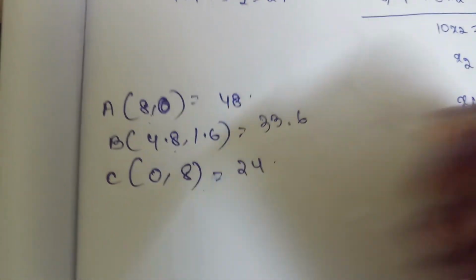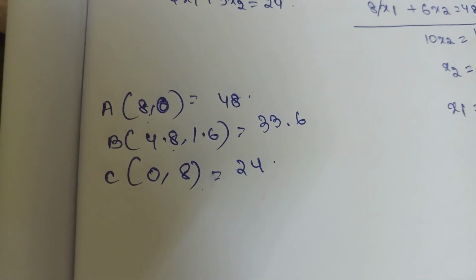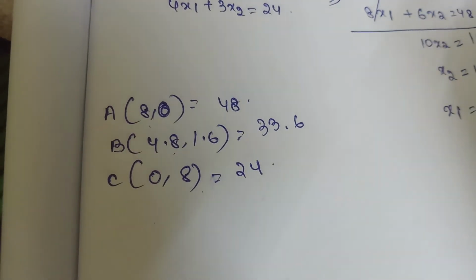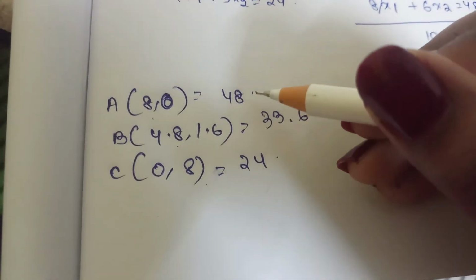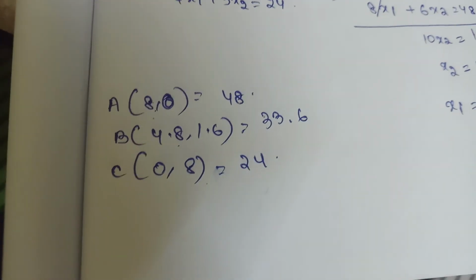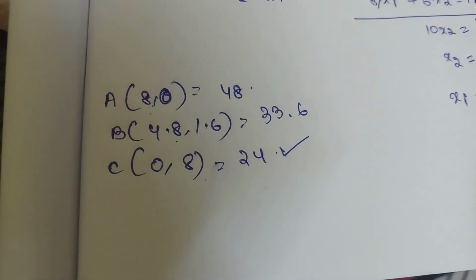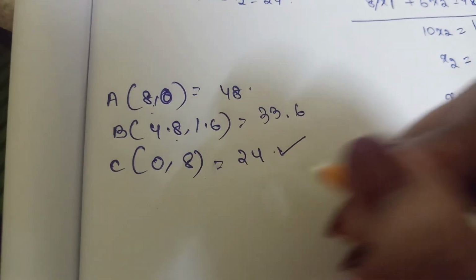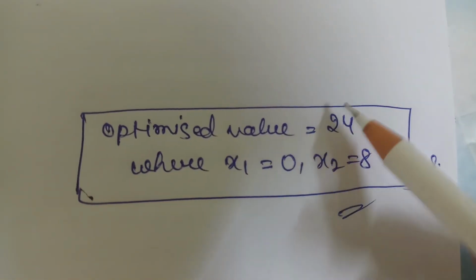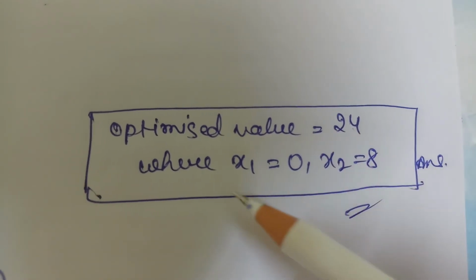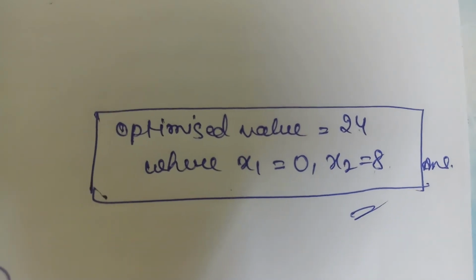So now you need to find the optimized value. Since this is a minimization problem, after comparing all three values, I need to find the minimum value, and out of 48, 33.6 and 24, you can easily find that 24 is the minimum value. So this is my optimized value. As you can see, I have written here my optimized value is 24, where the value of x1 is 0 and x2 is 8. This is my final answer.